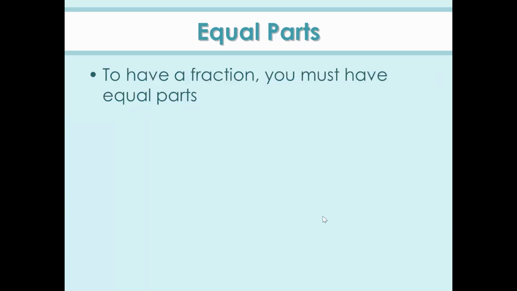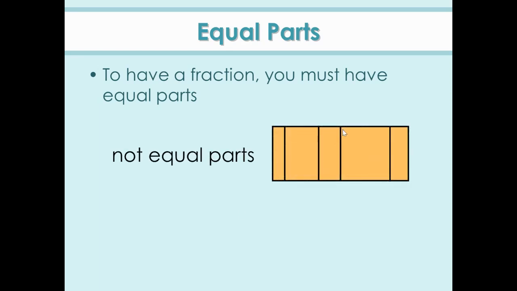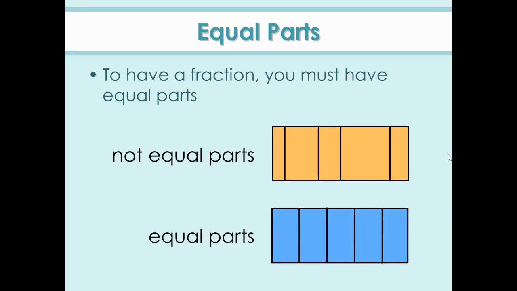Equal parts. To have a fraction, just like we just saw in the pizza and the pie, you need to have equal parts. These are not equal parts. These are not fractions because they're not broken up equally. However, this blue rectangle down here is equal parts in our fractions because it is broken up into 5 equal parts or sections. So one of these blue sections here would be 1/5 because it is an equal part of the rest of the whole.